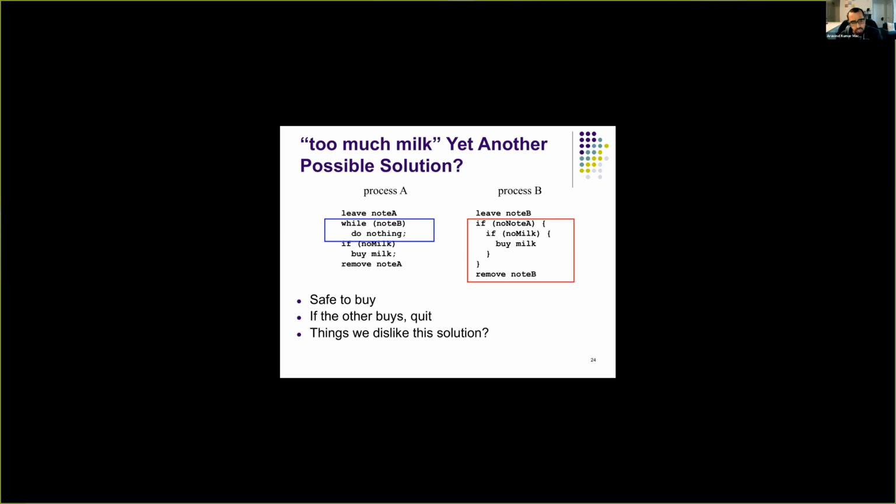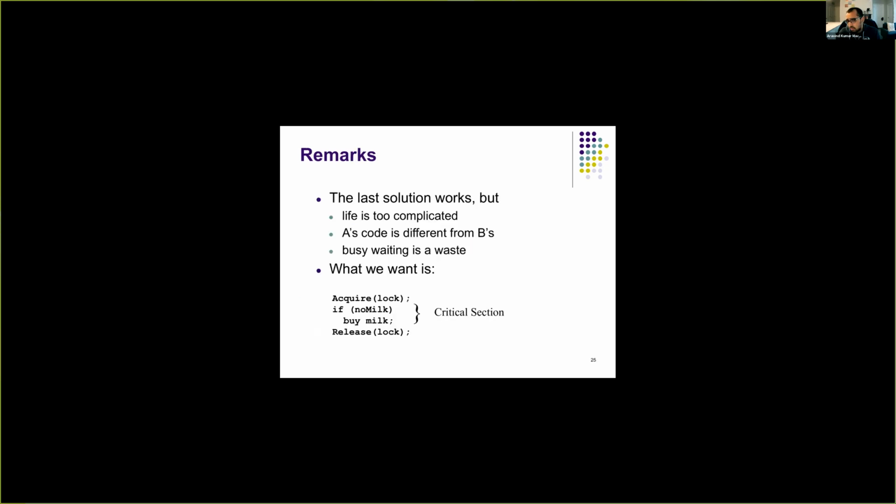However, I don't like that the code of process A and process B is so different. I would rather want the same code to be used in process A and process B, rather than using different code. Because process A has to do the while loop, process B has to do if. I don't like the solution because the code is different. It's too complicated.